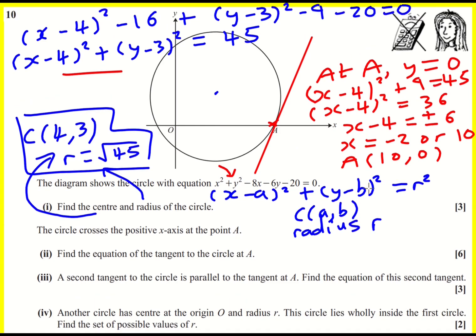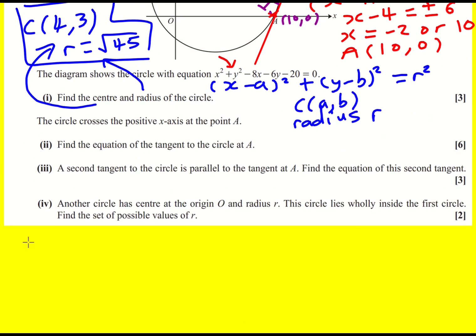Right, next, we're still on our way to finding the equation of the tangent. We've got the x and the y values, but we don't have the gradient of the line. And that can be found by thinking about the gradient of the normal, or the gradient of the radius, because this is at 90 degrees. So we have A is (10, 0), and we have the center, which is (4, 3).